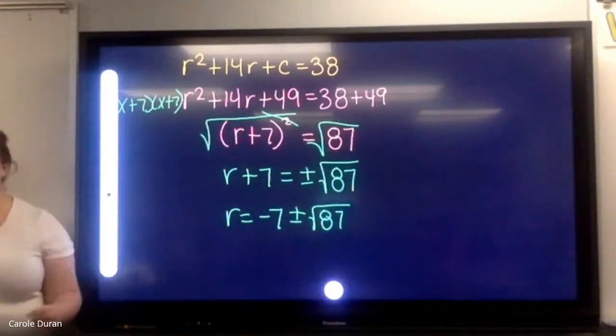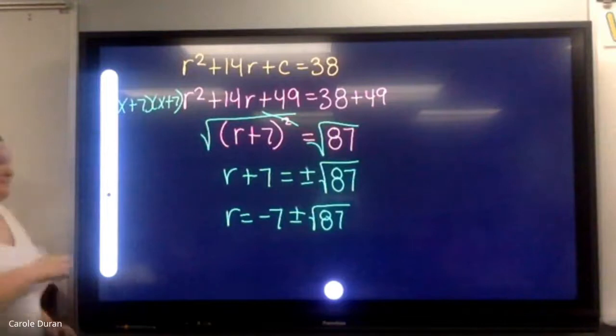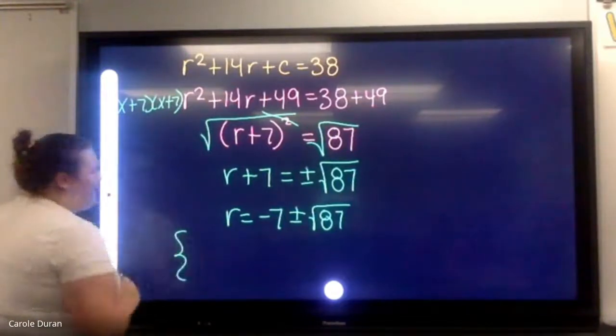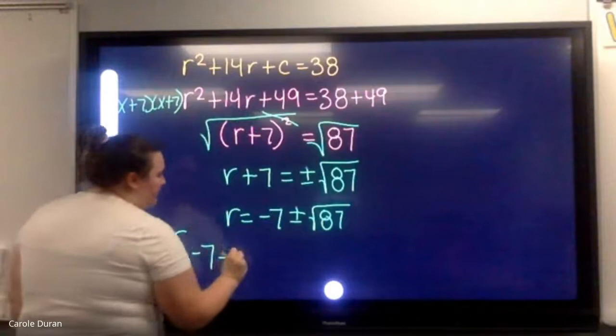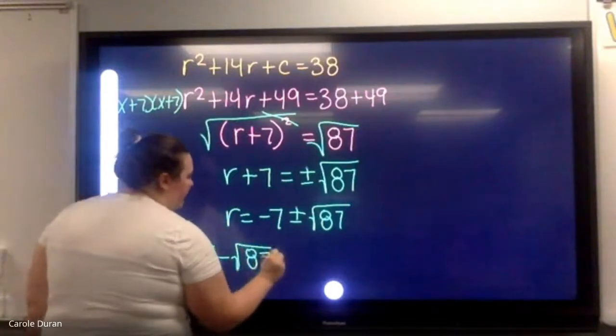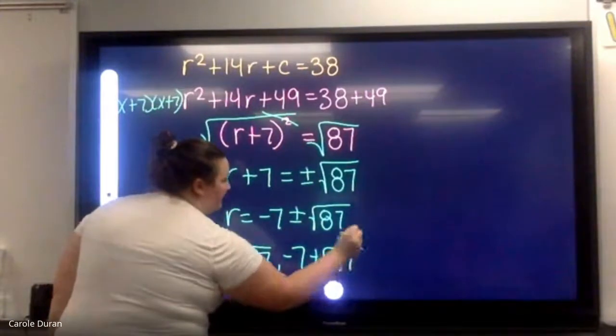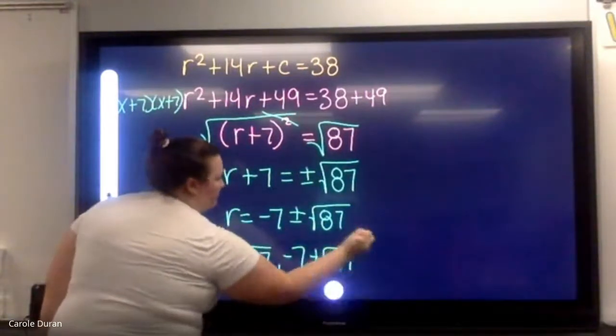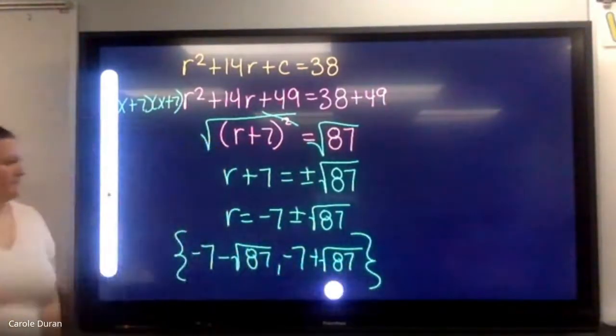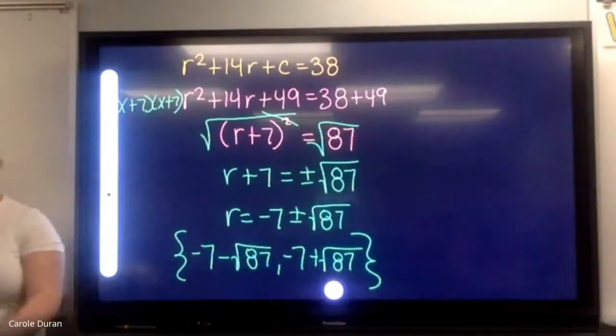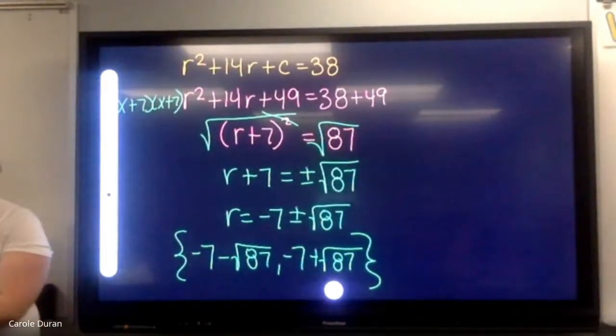I do not want a decimal. So then my curly brackets are negative 7 minus root 87 and negative 7 plus root 87. Yeah, curly bracket. I did that wrong. I completely forgot that you could have a... I just subtracted negative x.